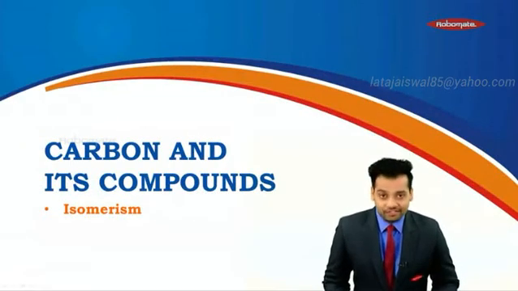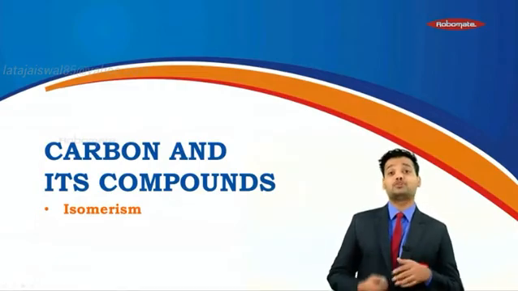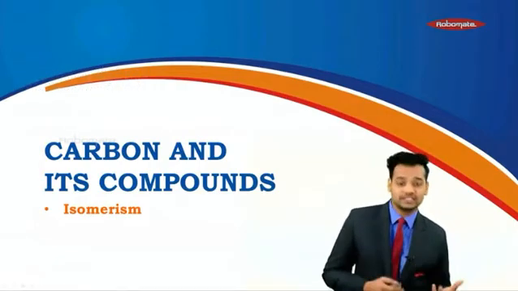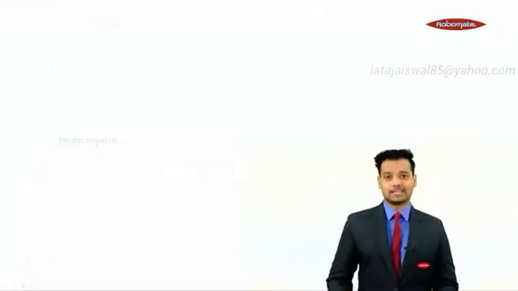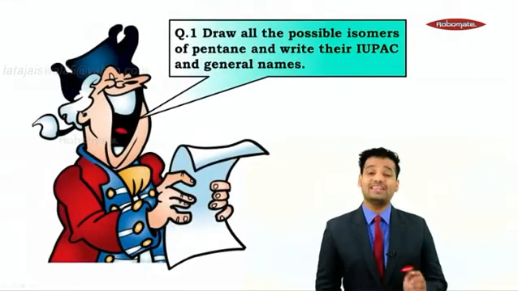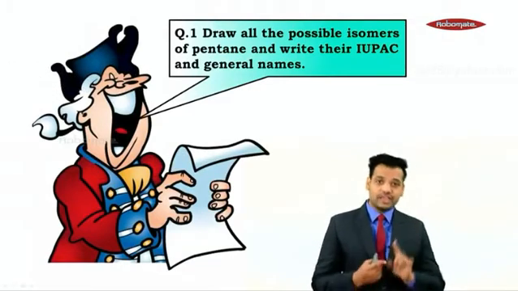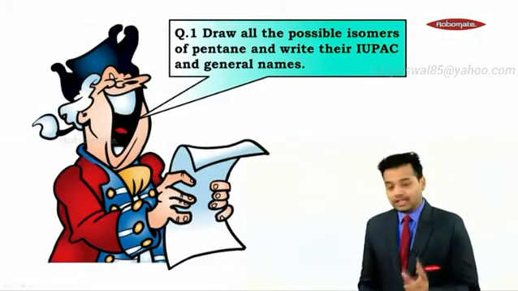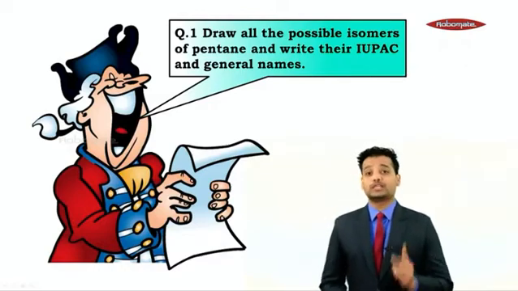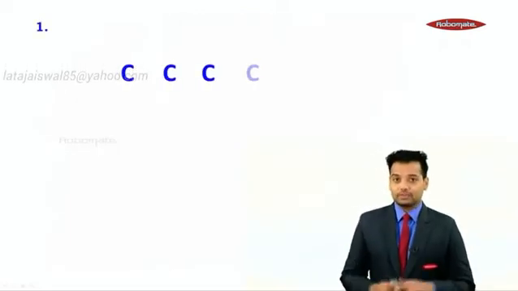Continued. Now, there could be a question in your exams where they ask you to draw the isomers of a certain compound. So let's take an example: draw all the possible isomers of pentane and write their IUPAC names and the general name. Most of the time they only ask for 2 isomers, but we'll train for 3, right? So if there are 5 carbons, how would you draw it?